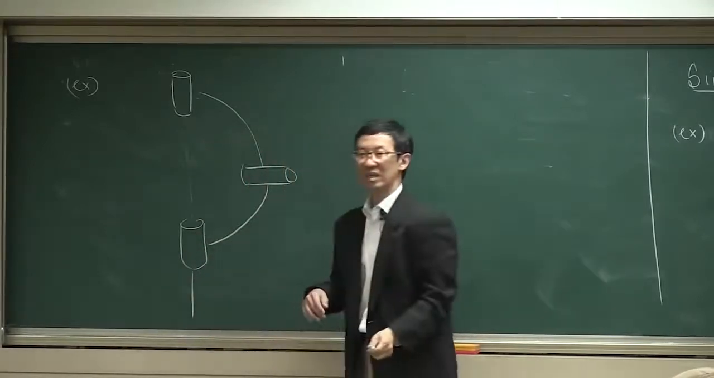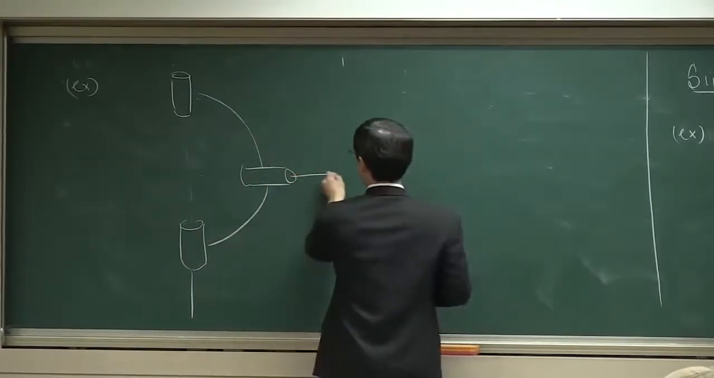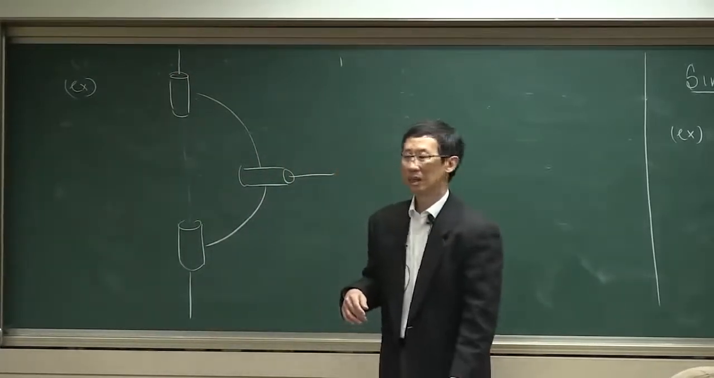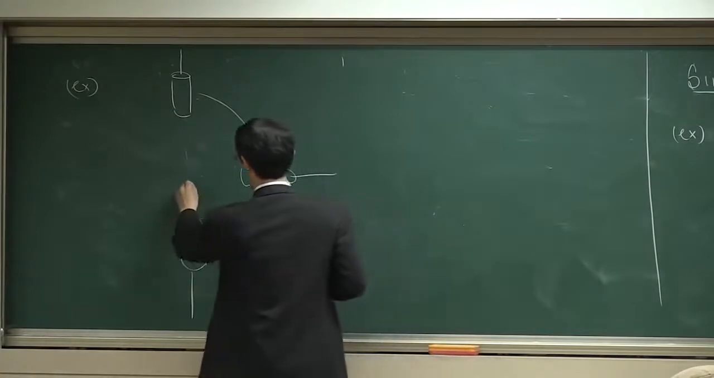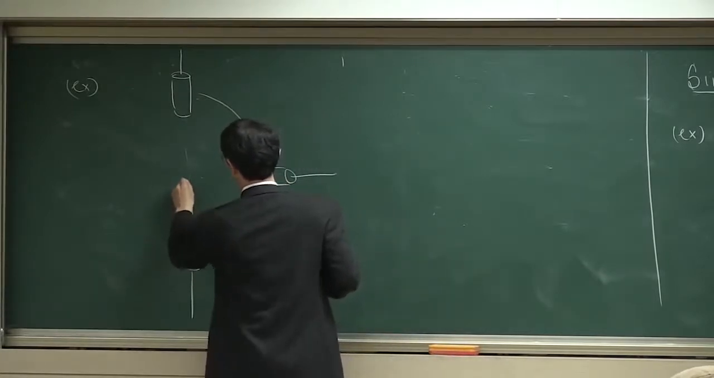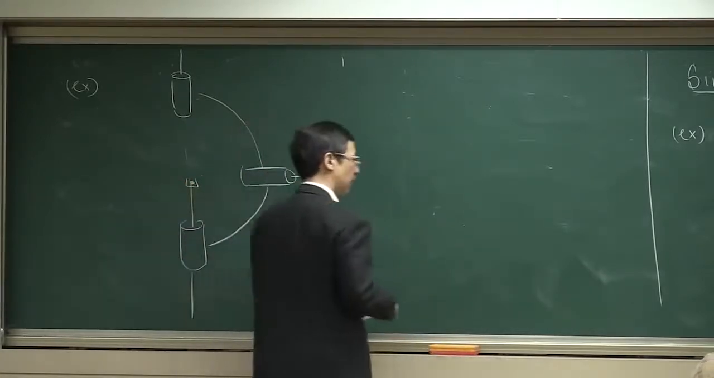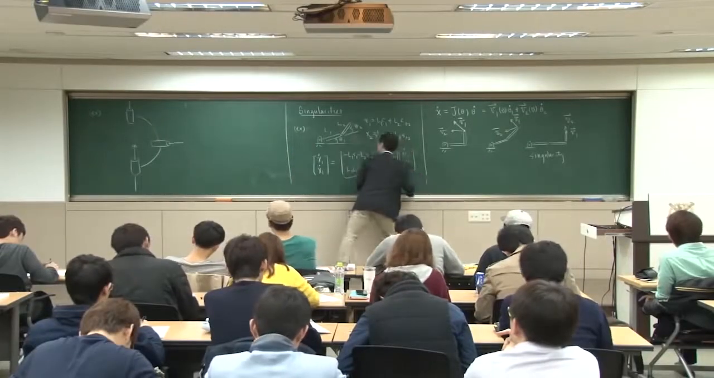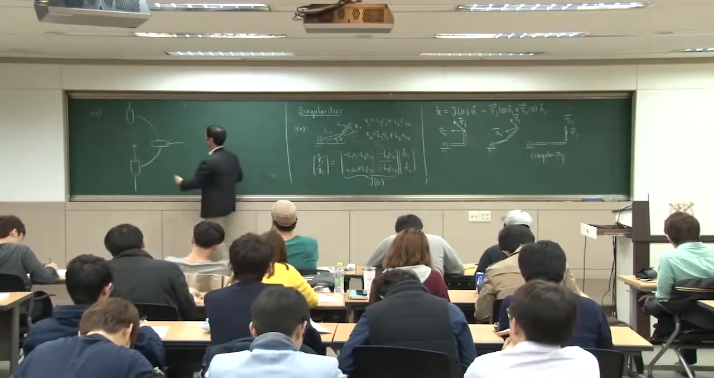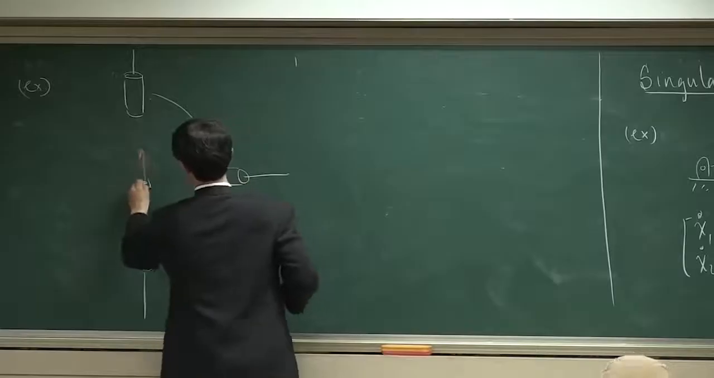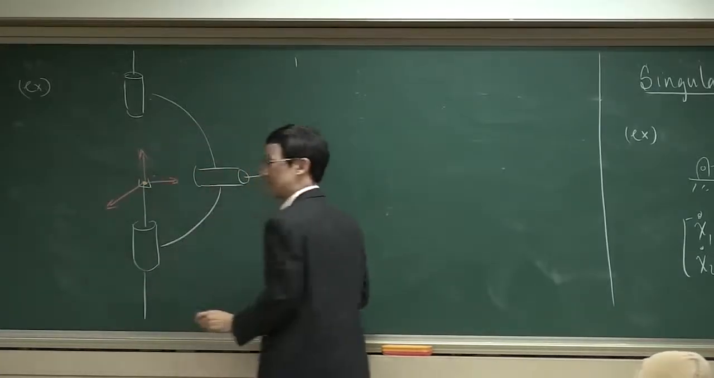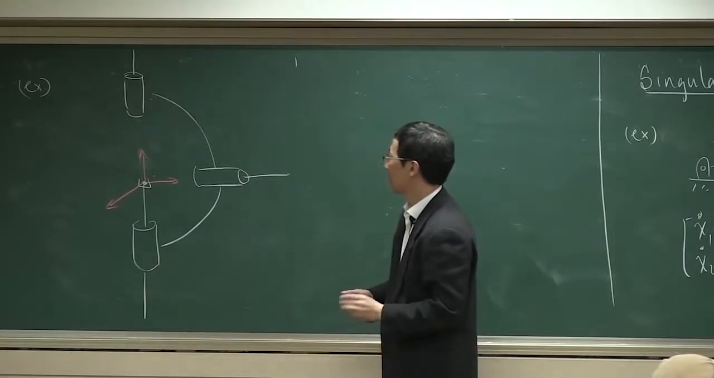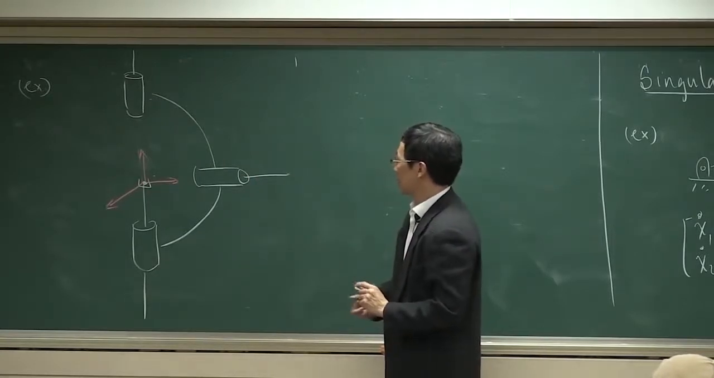Okay, suppose we have a 3-axis wrist in this configuration. Here's my tool and my end effector frame. Let me use the red. It is attached this way.